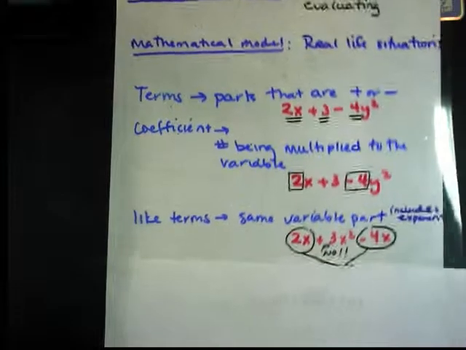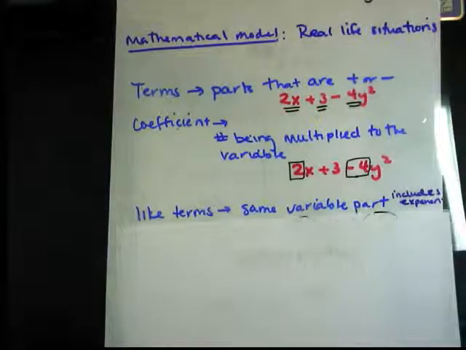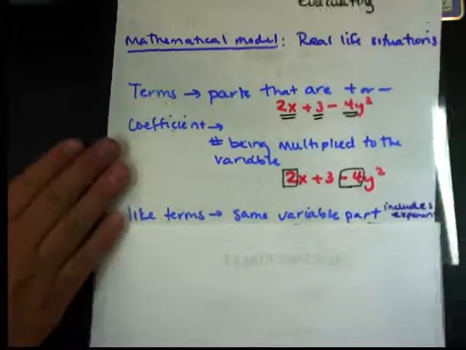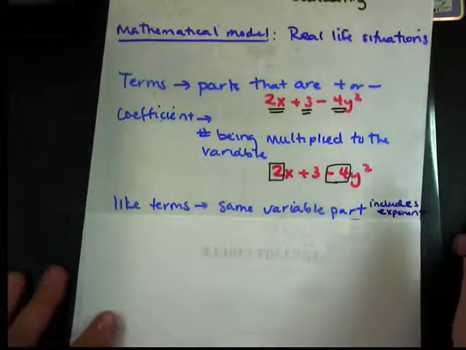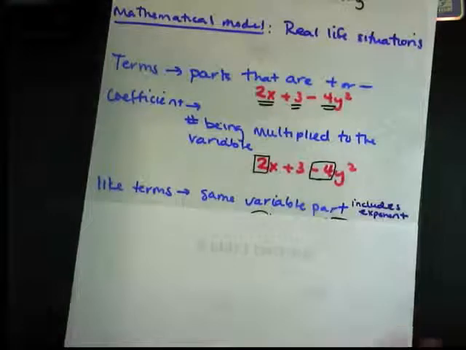Then we have like terms. Like terms require it to have the same variable part, including the exponent, because the exponent's connected to the variable in most cases. So therefore, the variable part has an exponent on it. The variable and exponent must be considered one connection.